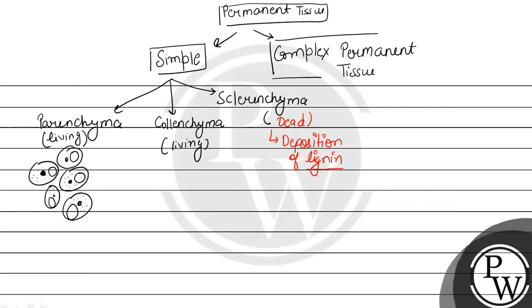अब अगर मैं कॉम्प्लेक्स परमानेंट टिश्यू की बात करूं, तो this is further divided into your two parts. First one is your xylem and second one is your phloem. These two are your conducting tissues. Conducting means to say that कंडक्शन में हेल्प करेंगे. अब कंडक्शन किस चीज का?